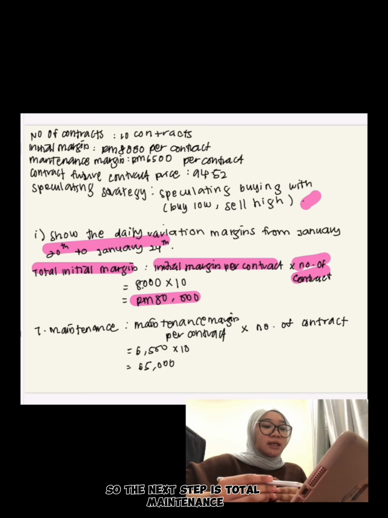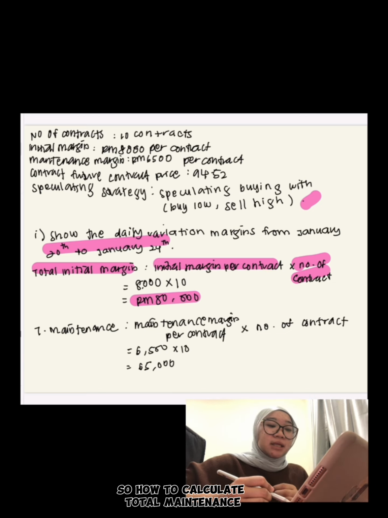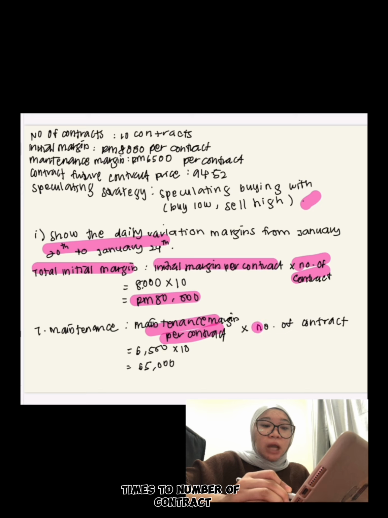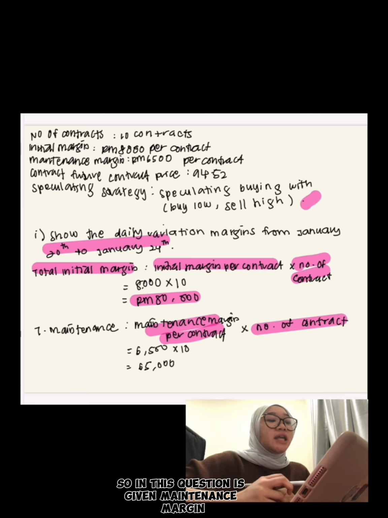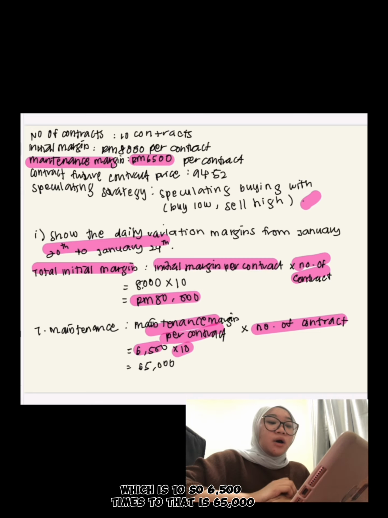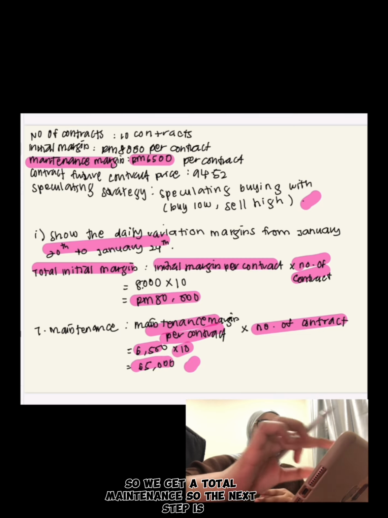The next step is the total maintenance margin. How to calculate it? The formula is maintenance margin per contract times the number of contracts. In this question the maintenance margin is 6,500 per contract, times the number of contracts, which is 10. So 6,500 times 10 is 65,000. So we get the total maintenance margin.